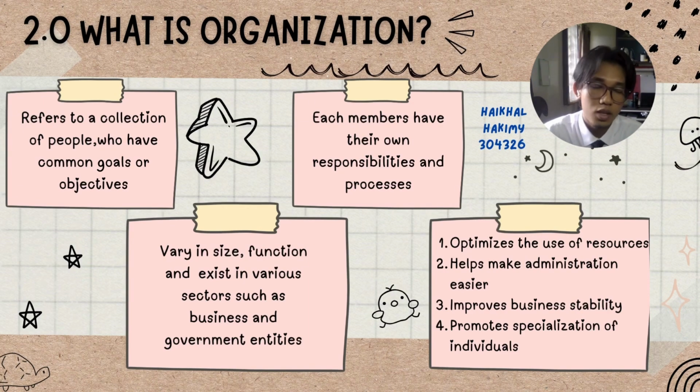Some of you may ask, so what is the importance of organization? Each member has their own responsibilities and tasks. The structured hierarchy of an organization can help teams and companies in many ways. For example, making administrative tasks easier and letting the employees specialize. They also help in optimizing resource usage and improving business stability overall.